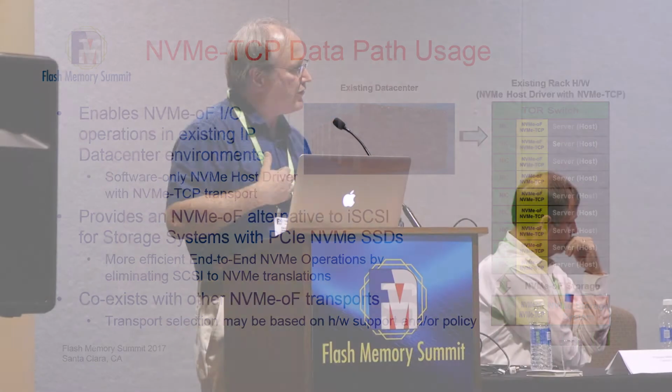We expect this to coexist with the other NVMe over Fabrics transports. For instance, there may be deployments that have partially RDMA-enabled hosts and targets in combination with IP-attached hosts, and based on policy, or on the hardware support at one of the endpoints, they can choose which one to use. We see that being used as sort of a migration path potentially.